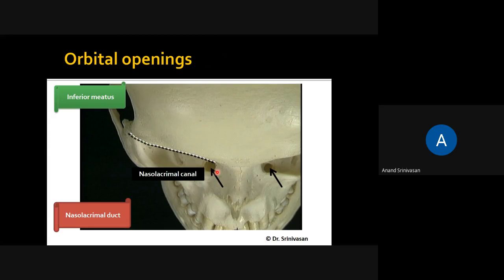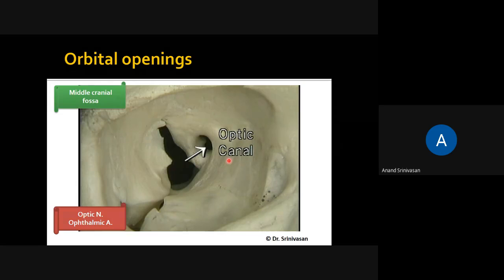Here you can see there is an opening on the medial side for the nasolacrimal duct to pass through, and that's called the nasolacrimal canal. Near the apex of the orbit, there is another opening, called the optic canal. This is connected towards the middle cranial fossa, which is a part inside the skull. And what are the structures which pass through this? Optic nerve and ophthalmic artery.